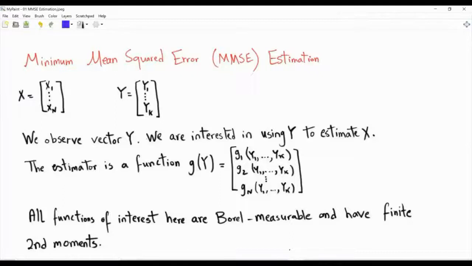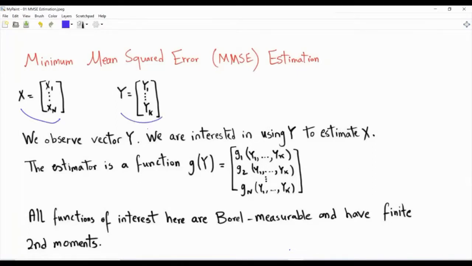We started the topic of minimum mean squared error estimation. It's an estimation technique. It's not the only one. There are so many estimation techniques, but it's a conceptually fundamental one. And the idea here is that we have basically n plus k random variables. So we have those x's and those y's.